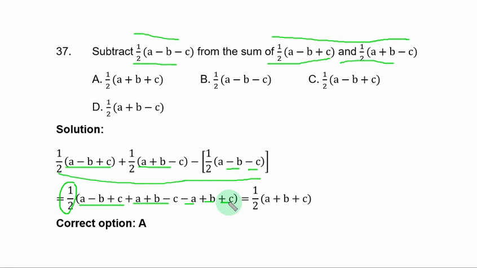So let's add some terms. Now minus b plus b is 0, plus c minus c is 0, plus a minus a is 0. You are left with a plus b plus c. So the half multiplies a plus b plus c. A is the correct option.